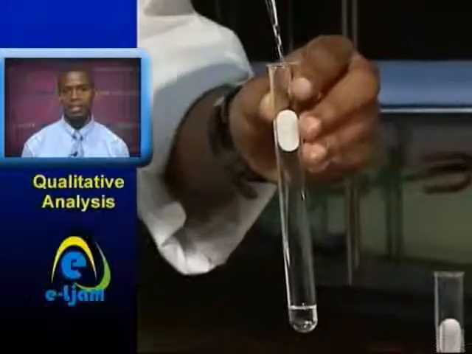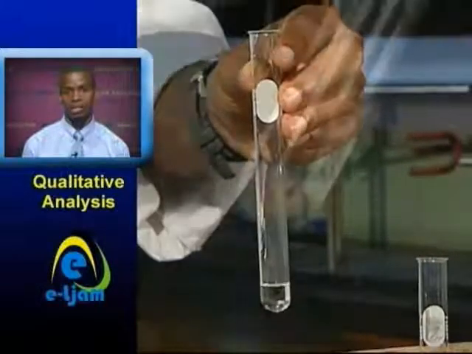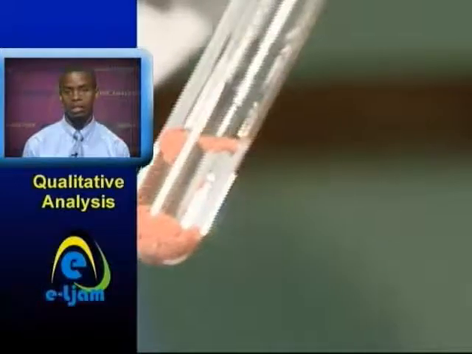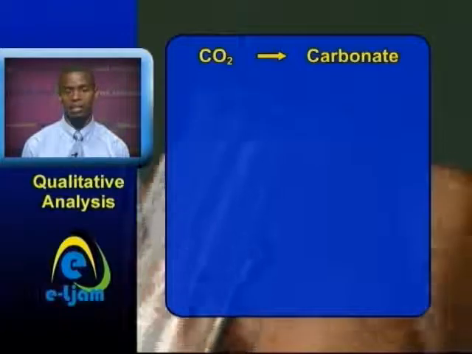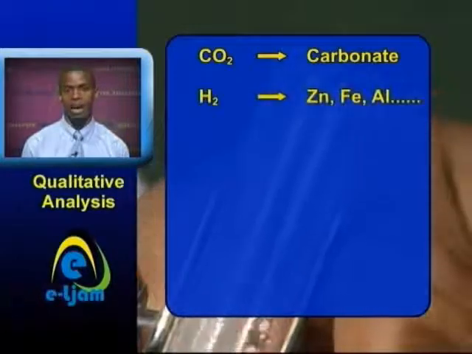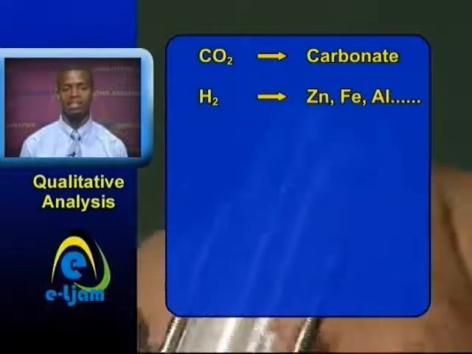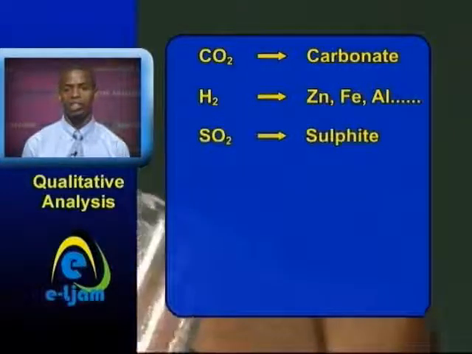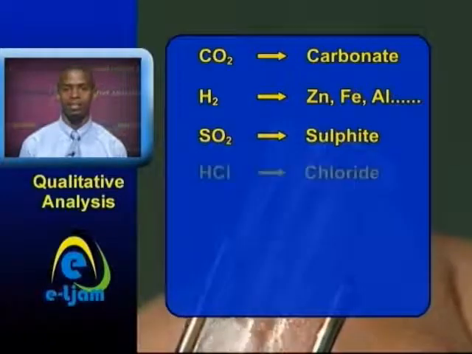A little concentrated acid, usually sulfuric acid, is added to the test solid or solution and warmed gently. The evolution of carbon dioxide indicates the presence of a carbonate. The evolution of hydrogen indicates a metal above hydrogen in the reactivity series. The evolution of sulfur dioxide indicates the presence of a sulfite.